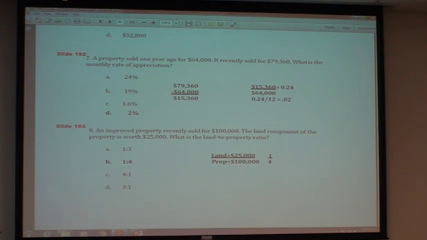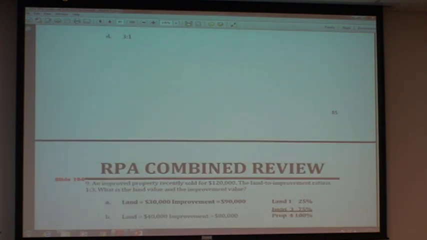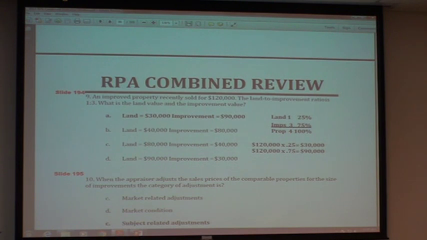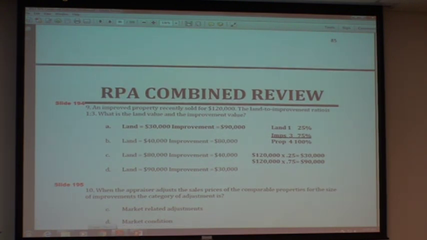Everybody pretty good with that idea? It says here, an improved property sold for 120. Land to improvement ratio is 1 to 3. What's the land and improvement value? So you got 1 part land, 3 parts improvement. You got 4 total parts. So 1 part is worth 30, 3 parts is worth 90. It's the same problem we did a while ago. It's worded differently, just to make sure we're grasping that principle, okay?